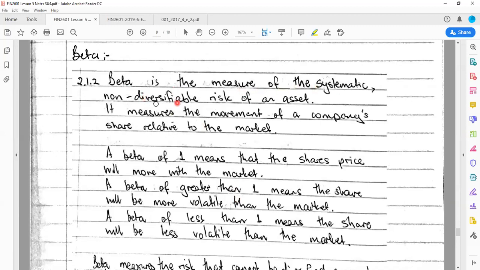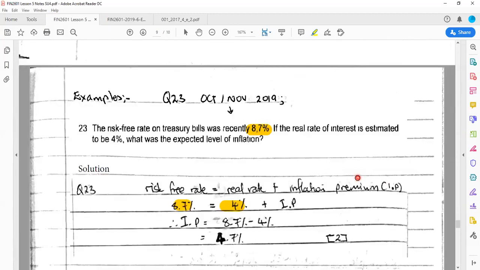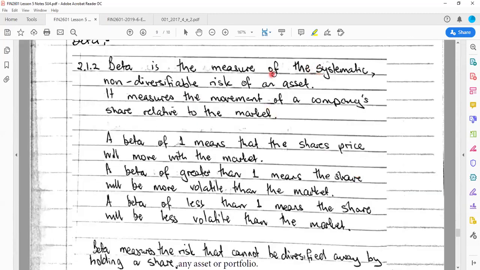Beta is a measure of the systematic, non-diversifiable risk of an asset. So the beta that we find in the capital asset pricing model is a measure of systematic, non-diversifiable risk. It measures the movement of a company's share relative to the market. A beta of 1 means that the share price will move with the market. A beta greater than 1 means that the share will be more volatile than the market. A beta of less than 1 means the share will be less volatile than the market.